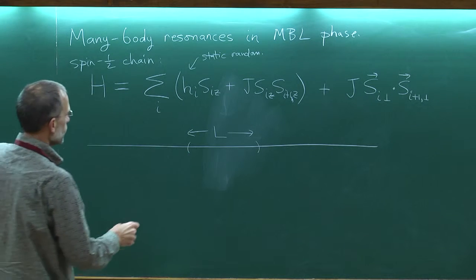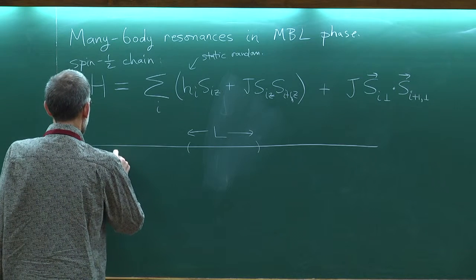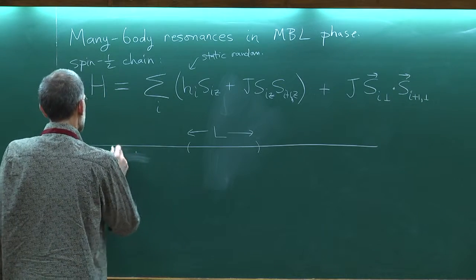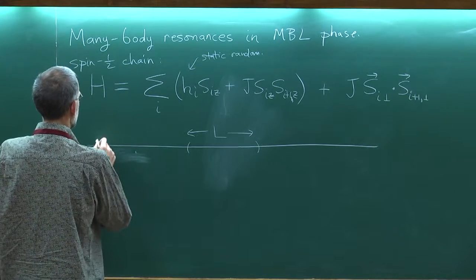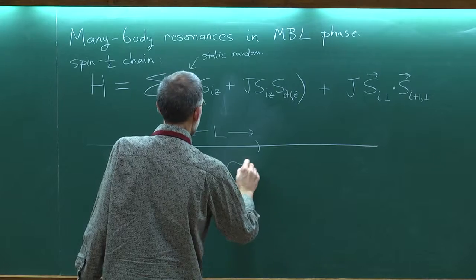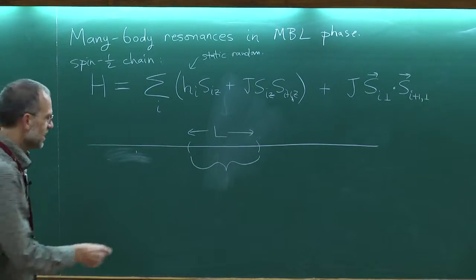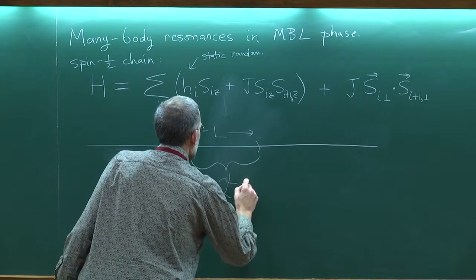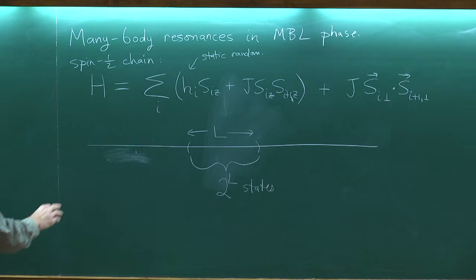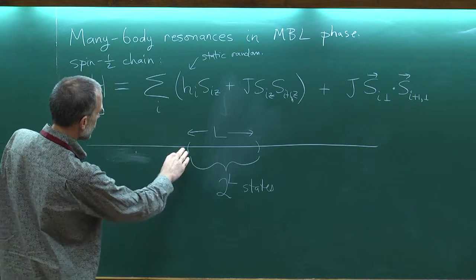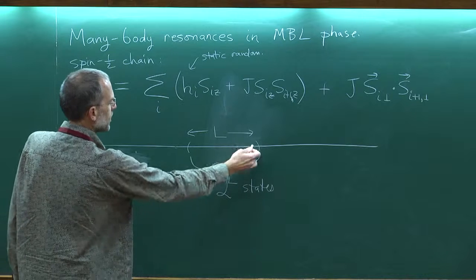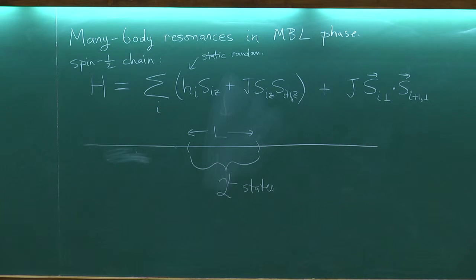Okay? So here we fix the state. So in here, we have L spins, and so we have 2 to the L states possible inside of here. Okay? I'm going to fix a random pattern of spins up and down along here, a random pattern of spins up and down along here, but then consider all possibilities inside this interval here, right?